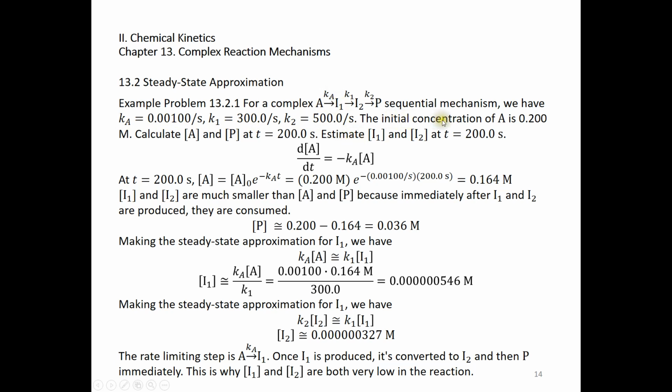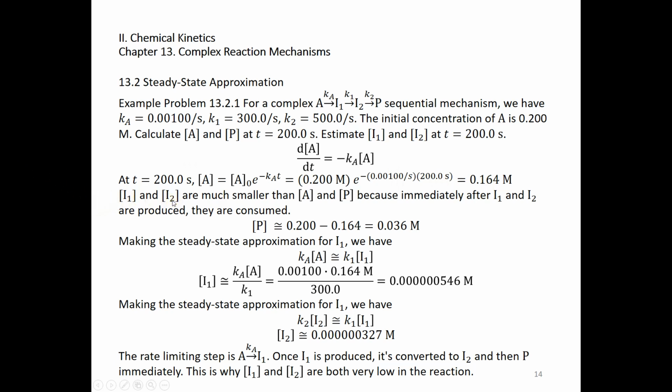Given the initial concentration of A, we can calculate the concentration of A and P at any other time, for example 200 seconds. We can also estimate the concentrations of I1 and I2. Now let's use this first order reaction rate law. At t equals 200 seconds, A is A naught times this exponential function. This is actually exact. This is just the first order integrated rate law. We plug in all the numbers, we get 0.164 molar.